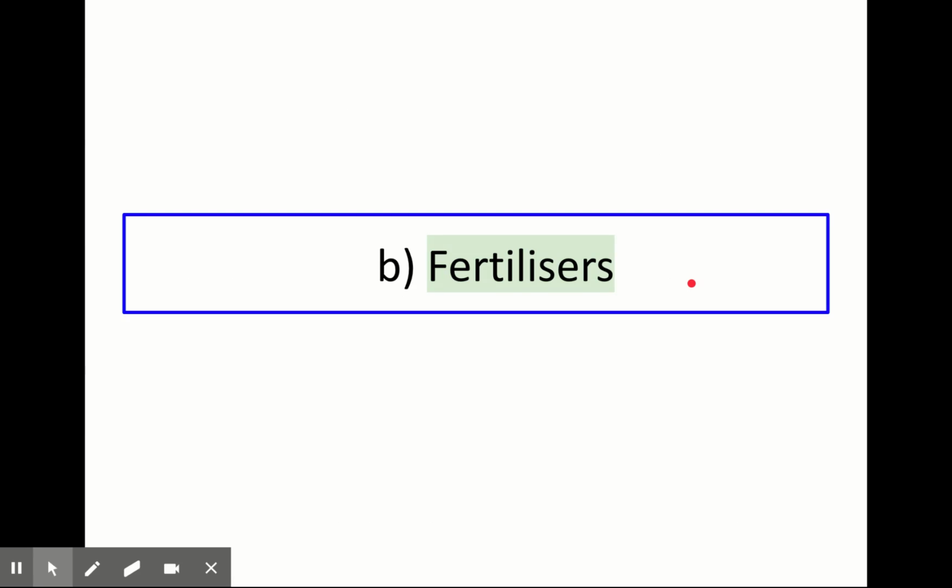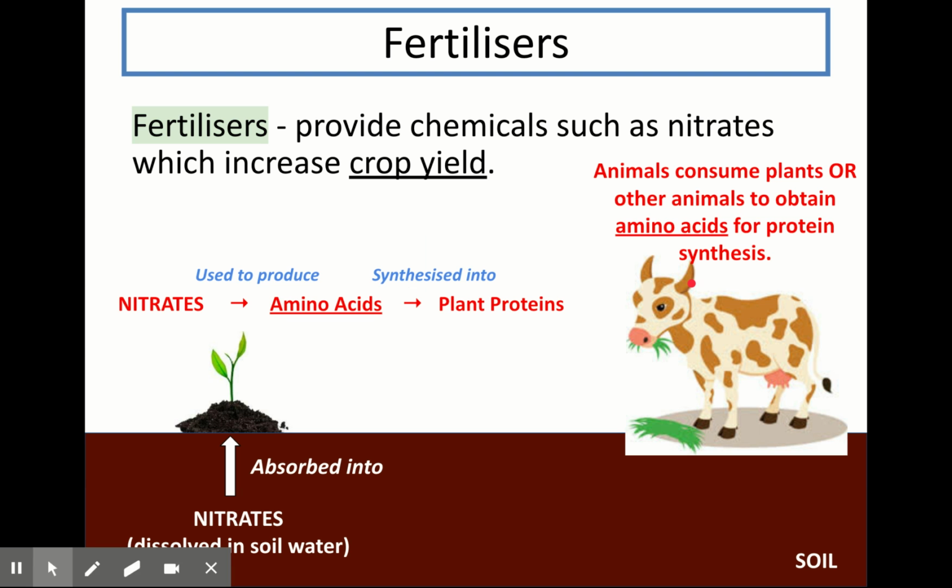So now we're going to move on and have a look at fertilizers in more detail. So remember first of all that fertilizers provide chemicals such as nitrates which increase crop yield. You only need to know about nitrates, which is a compound that contains nitrogen. You may have learned before about other components of fertilizers such as phosphorus or potassium before, but for National 5 you only have to know about nitrates.